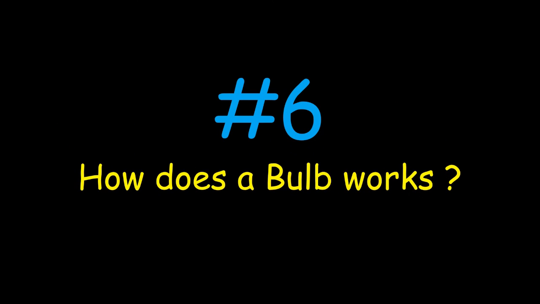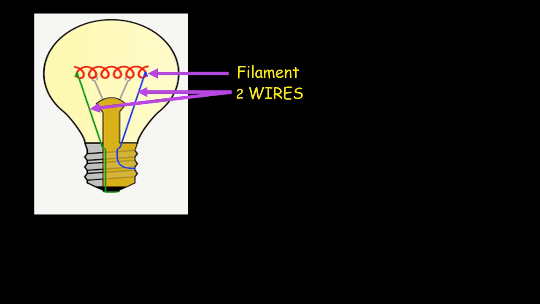At number 6, how does a bulb work? We all come across these bulbs a lot of times in our lives. Created by Thomas Edison, light bulbs play a vital role in the lives of millions. But have you ever wondered how it works? Let's know how. See, a bulb consists of 4 major components: electrical wire, a filament, which is a coiled wire, case, and an inert gas.